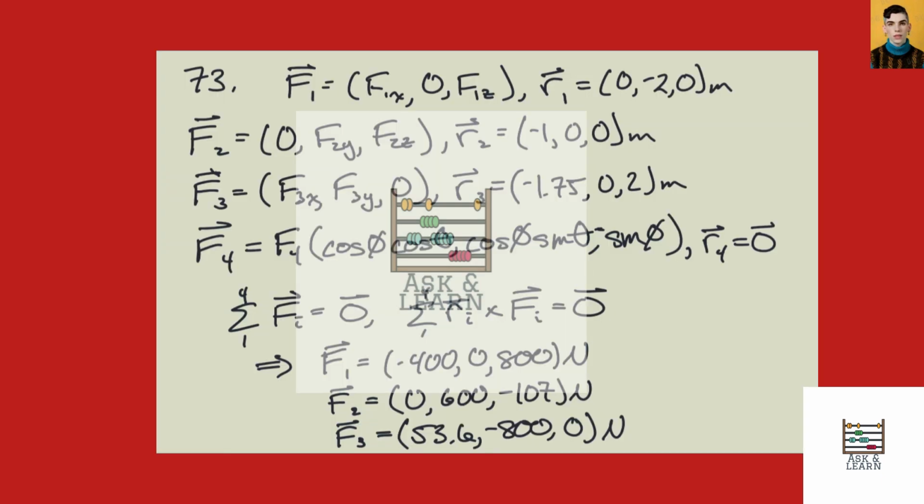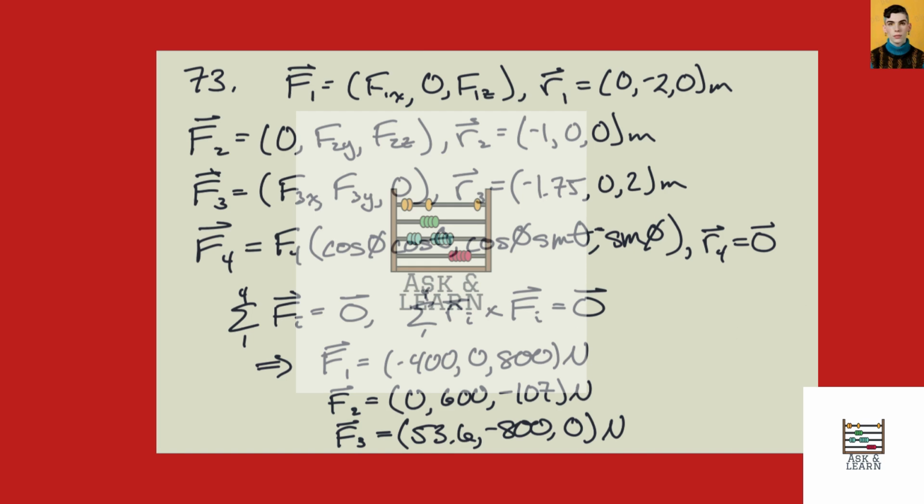At point B in the figure, the force is 600 in the y direction and minus 107 in the z direction. And at point C in the figure, which I've labeled 3, it is 53.6 newtons in the x direction and minus 800 newtons in the y direction.